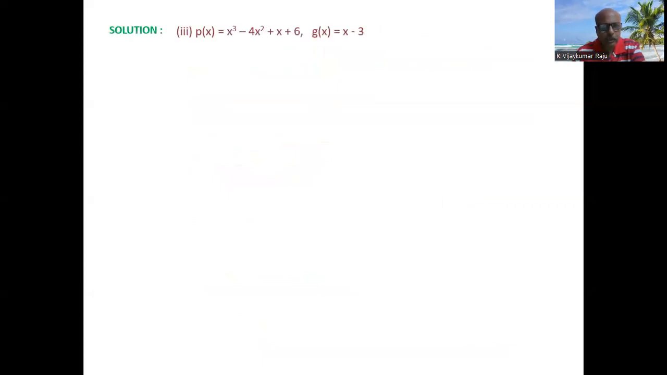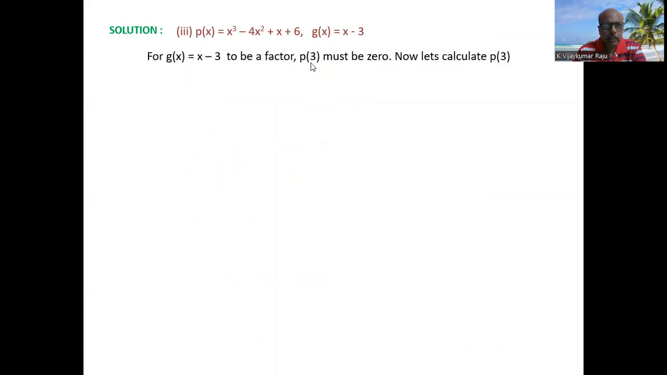Now let's see the third one. X minus 3. That means x should be equal to 3. So you'll have to calculate p of 3. So p of 3 must be 0. So let's calculate p of 3. 3 raised to 3 minus 4 into 3 squared plus 3 plus 6. So 3 cube is 27, minus 4 into 3 square, 9, and plus 3.